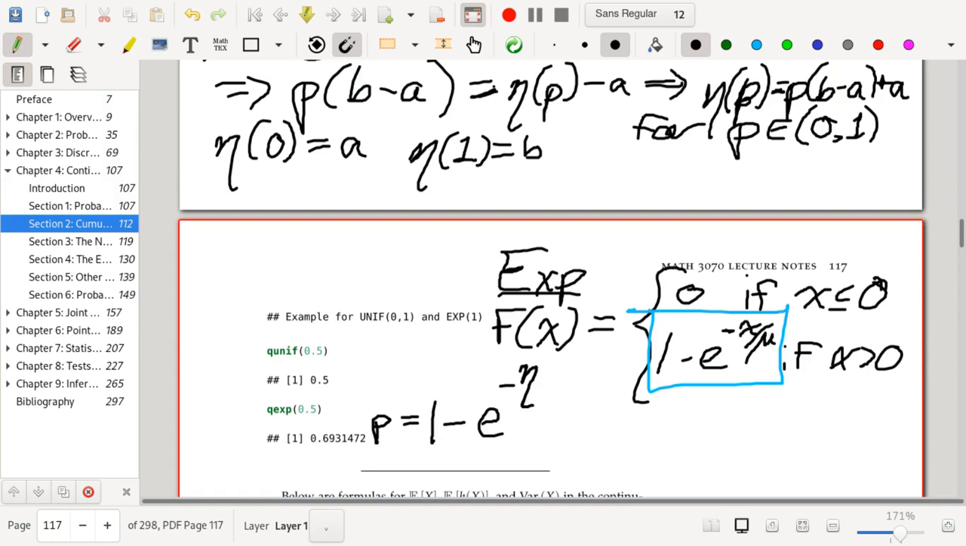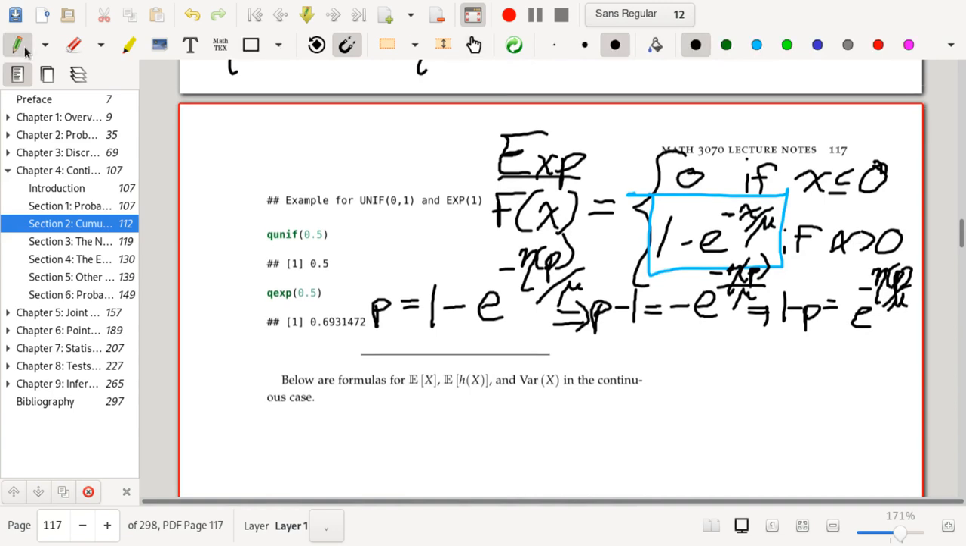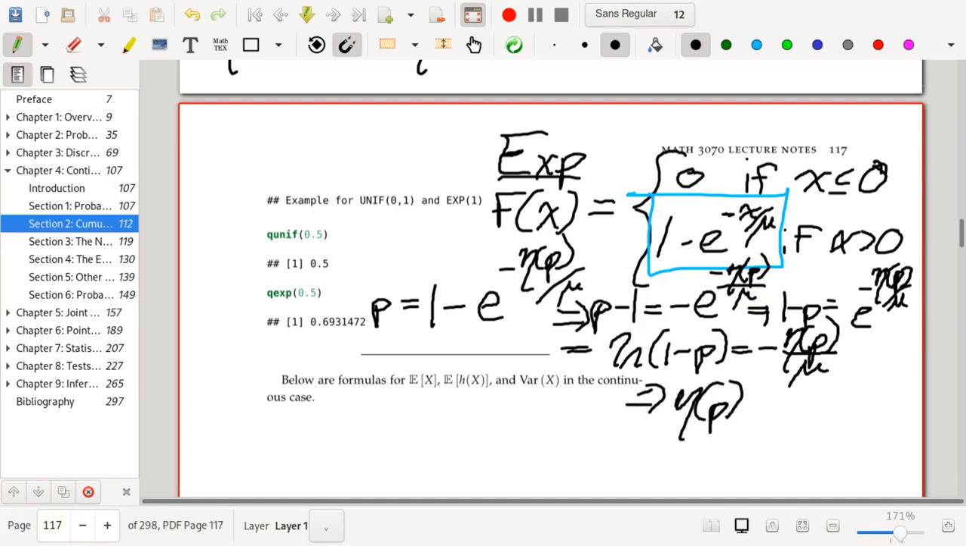We'll subtract 1 from both sides and say that P minus 1, which by the way is a negative number since P is between 0 and 1, excluding the endpoints, will be negative e to the negative eta of P over mu. Let's multiply both sides by negative 1. So 1 minus P is equal to e to the negative eta of P over mu. Now, what is the inverse of exponentiation? Logarithms. So we take the log of both sides. So ln of 1 minus P is equal to negative eta of P over mu. Multiply both sides by negative mu, and you'll get eta of P is equal to negative mu ln of 1 minus P.